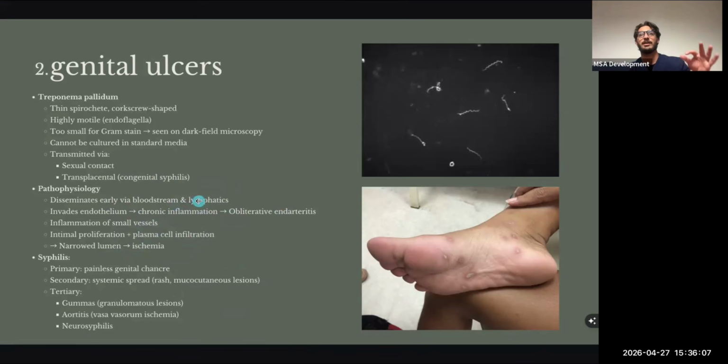So if you ever see a question stem describing obliterative endarteritis or inflammation of the blood vessels with plasma cell infiltration, and in a patient who is maybe sexually active, then you might think syphilis.